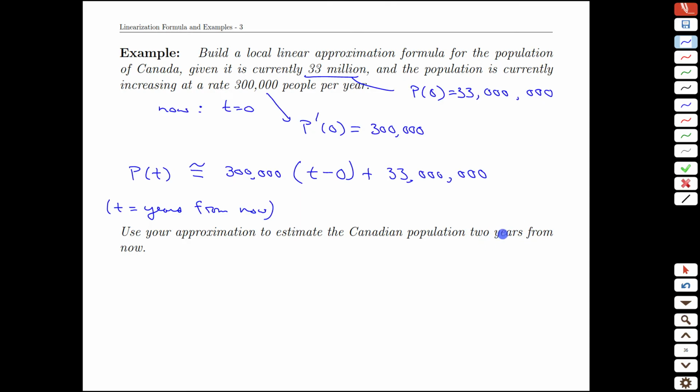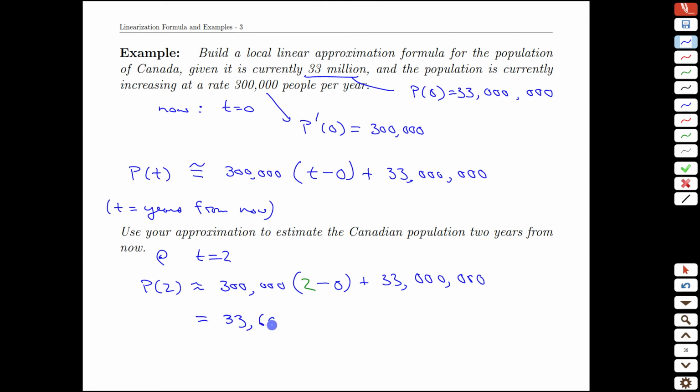Let's use that to predict into the future 2 years, so t equals 2. The population 2 years from now is going to be approximately equal to 300,000 times t, the variable that we're subbing in for, so that's where we put our 2. You could have simplified away the -0 if you felt like it, that would have been fine. So we're going to be at a population of 33,600,000 people approximately after 2 years into the future, using our derivative as a prediction tool.